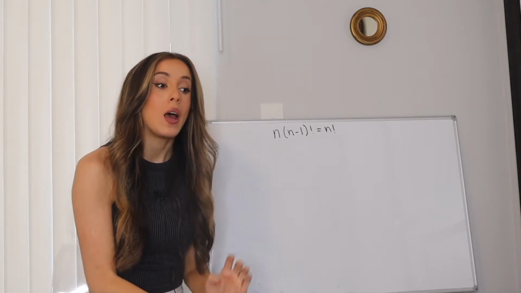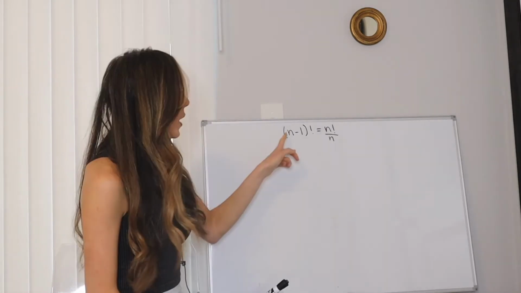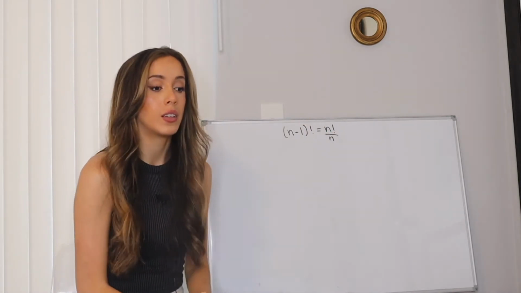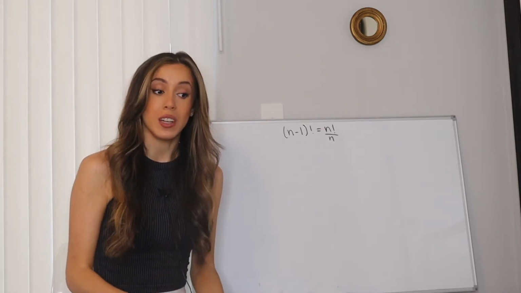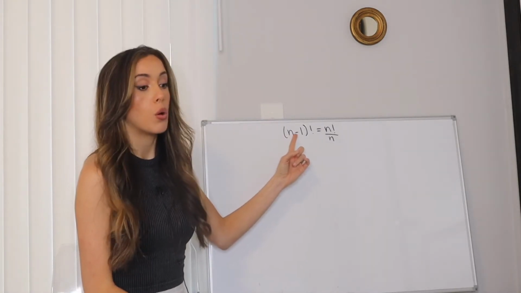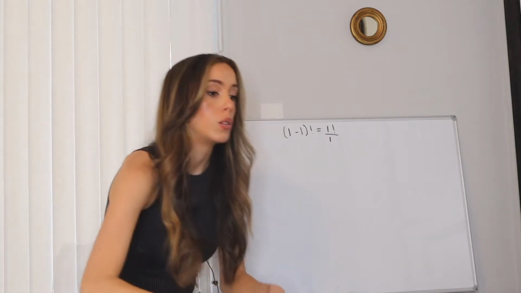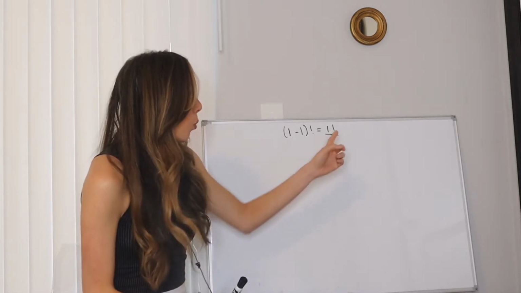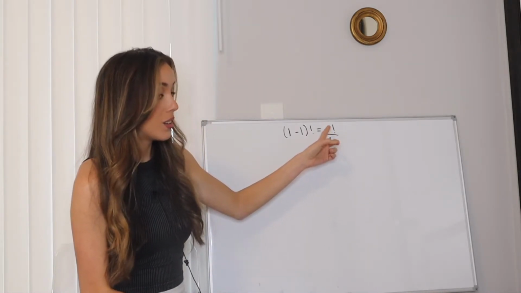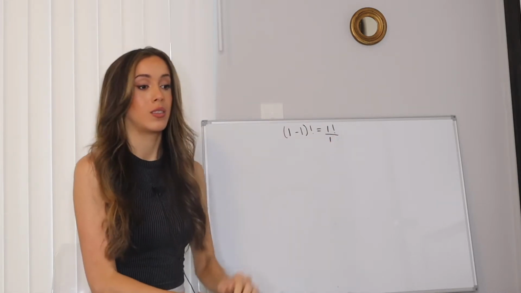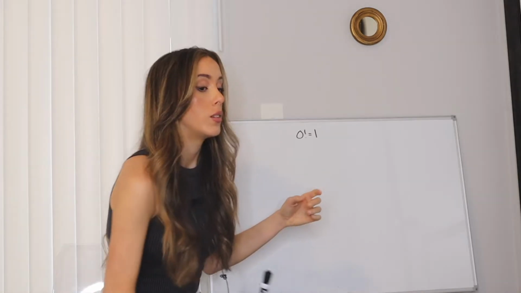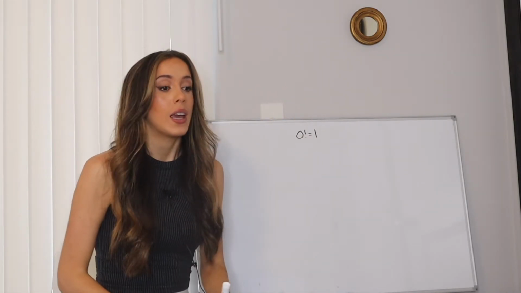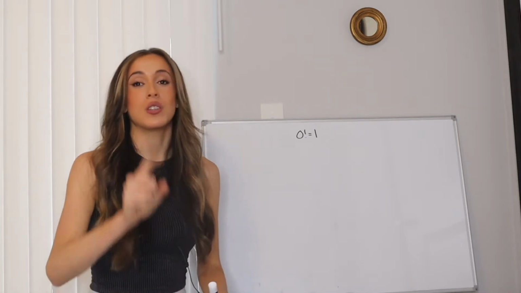Suppose we now divide both sides by n. N minus 1 factorial equals n factorial over n. Here is where it gets interesting. Let us substitute 1 for n. 1 minus 1 is 0. 1 factorial is just 1, and this one is just 1. Simplifying this, we get 0 factorial equals 1. Amazing, isn't it? This is how 0 produces 1.